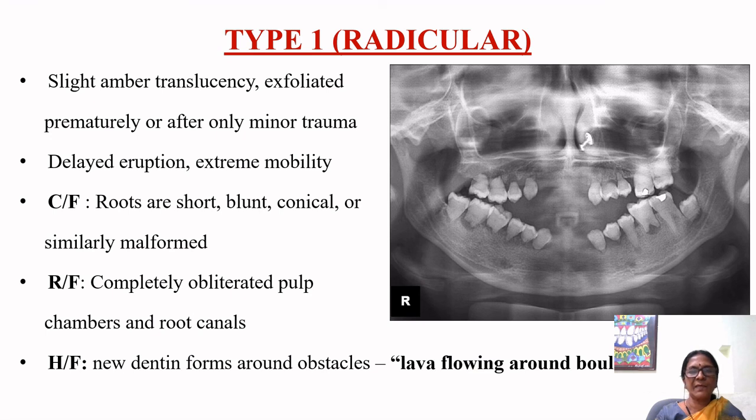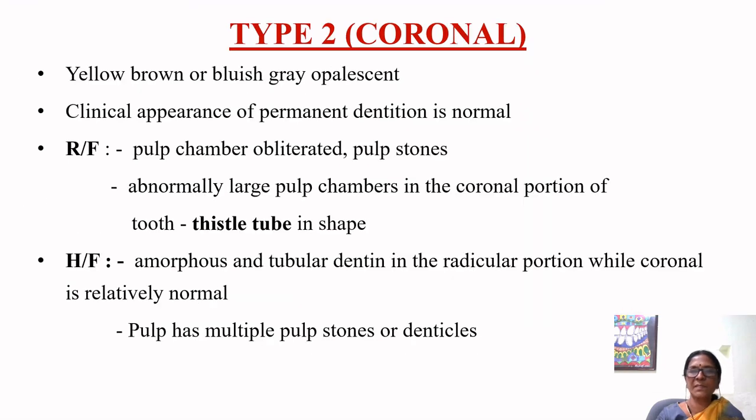Type 1, that is radicular: a slight amber translucency, teeth exfoliate prematurely, on or after only minor trauma. There may be delayed eruption and extreme mobility, and roots are short, blunt, conical or similarly malformed. Radiographic features: obliterated pulp chambers and root canals. New dentin forms around obstacles, described as lava flowing around boulders.